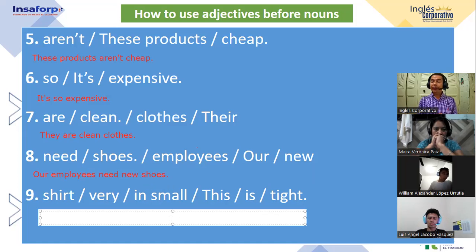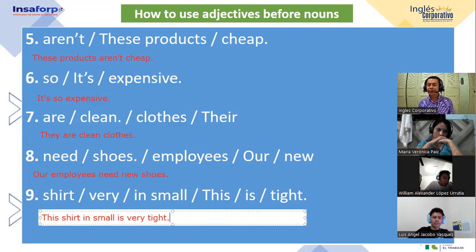Group number 3. Luis's group, right? Aunque no necesariamente Luis, sino que el grupo ahí, que le eche la mano, yes. This shirt in small is very tight. Is very tight. This shirt in a small is very tight. Let me see. Yo no sé si sería this shirt is very tight in a small. No, that's okay. Yes, it's okay, Luis. Okay. I think it's okay.